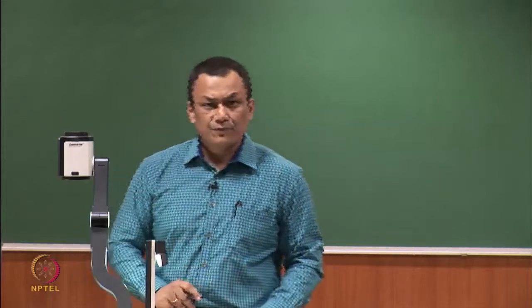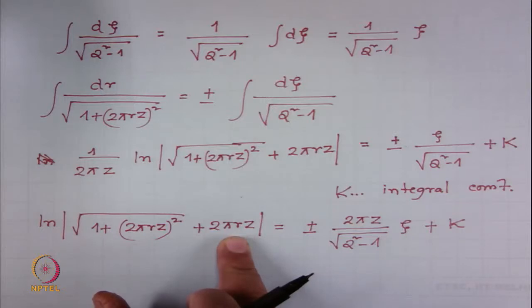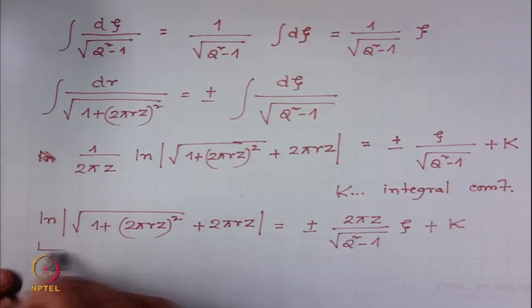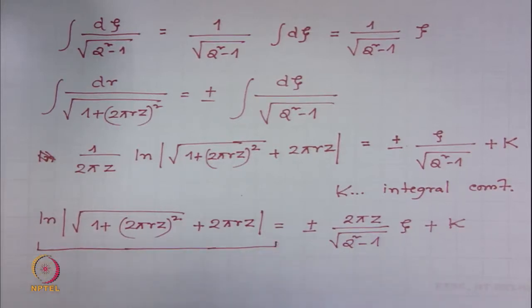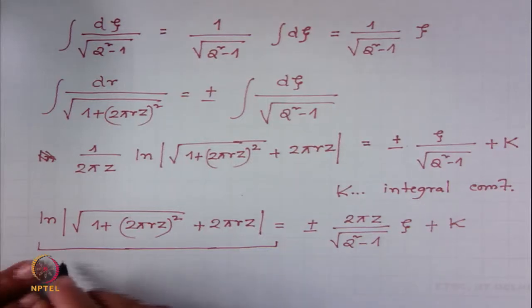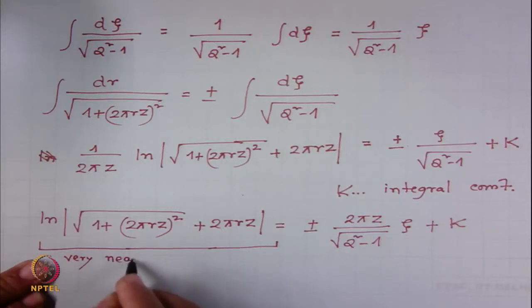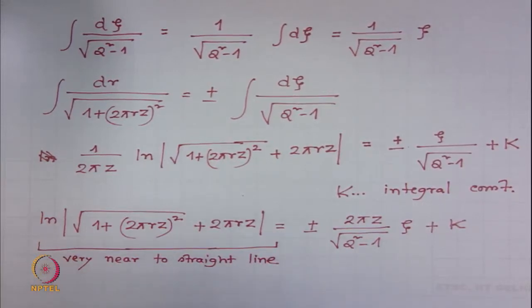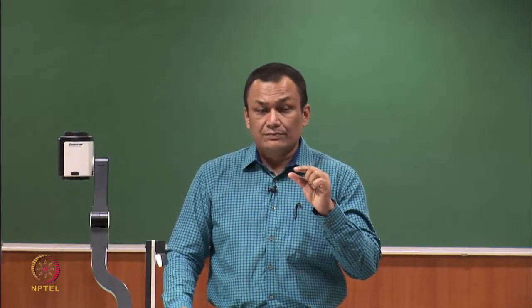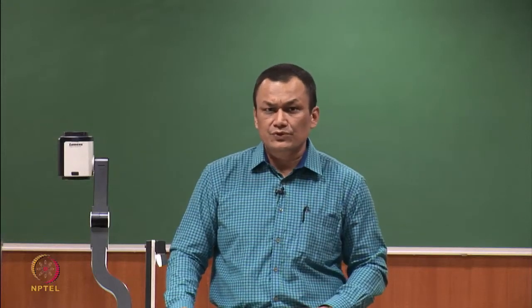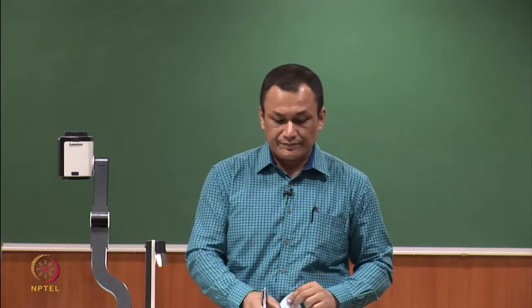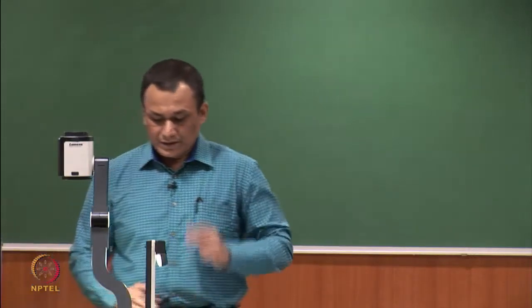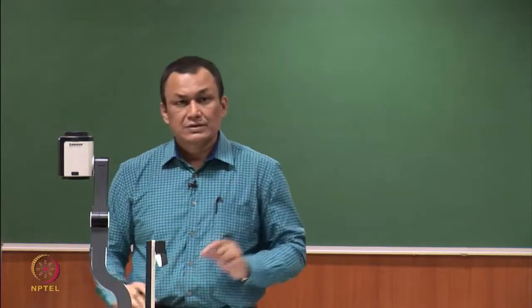Now, if you put different values of r, then you will realize that this gives you a almost straight line. So, we can say that the infinitesimally small curve of a fiber follows almost a linear path inside the yarn. So, imaginatively inside the yarn it follows this kind of straight line.